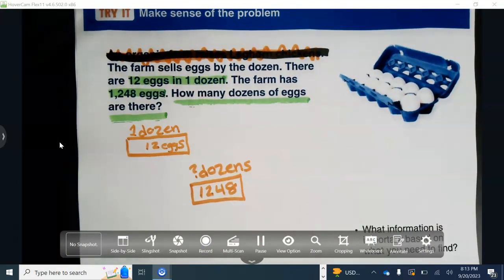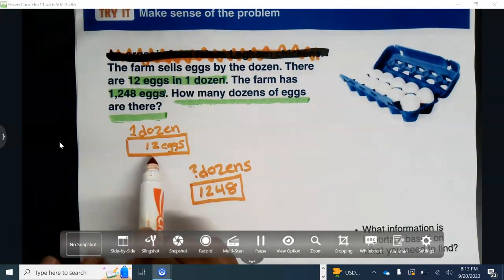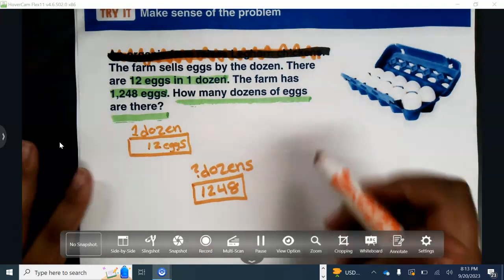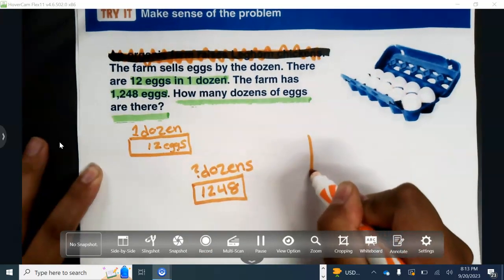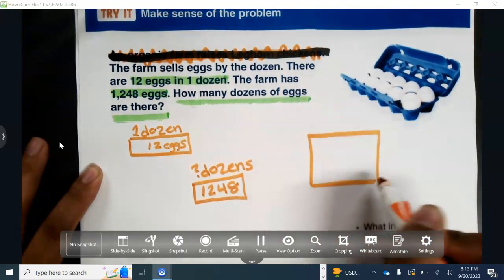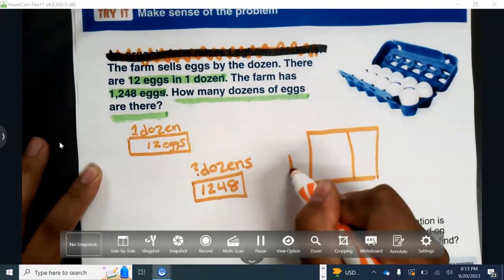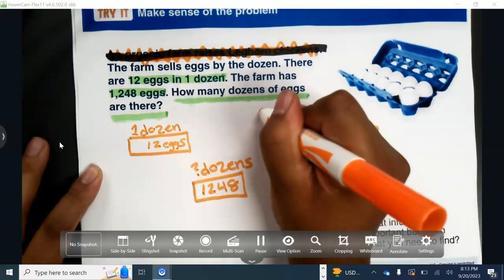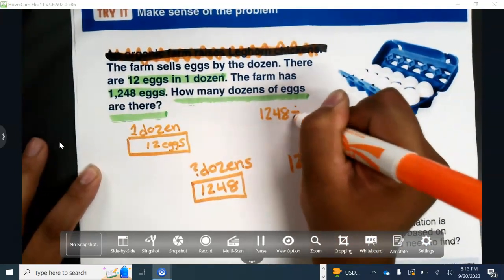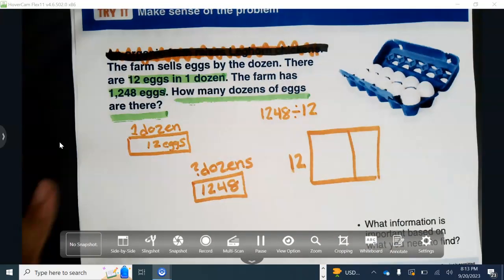So my 2 numbers I do have are 12, and my other number is 1,248. Because 12 is my each, I know that 12 goes outside of my box. So because it goes outside my box, I will write the problem 1,248 divided by 12. Okay?